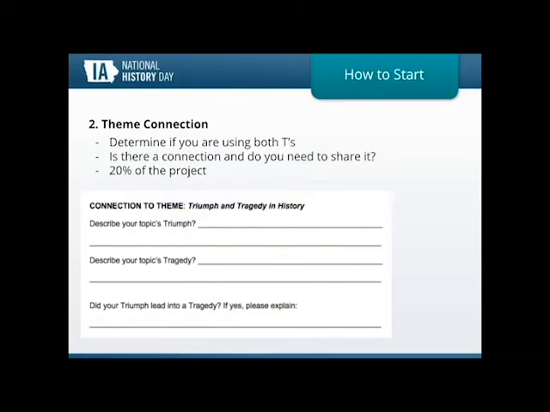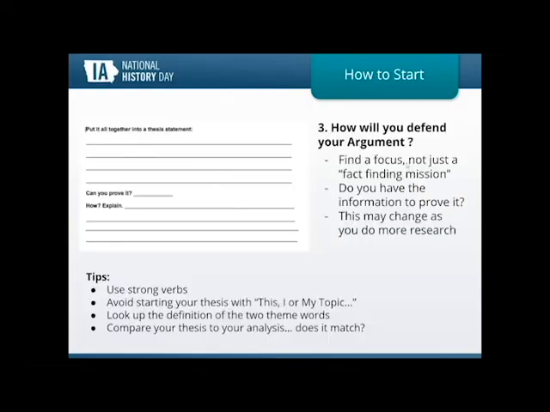So make sure that you have a strong connection. I also want to touch on that a lot of topics, if students are selecting one T, so if you're going with Triumph, keep in mind that there might be a strong connection to tragedy. A lot of these topics are going to flow from one T into another. So this is a good worksheet to take a step back and see if your topic does connect to both T's.